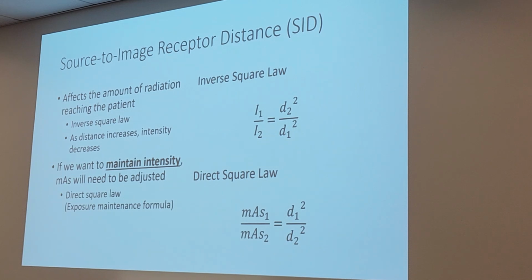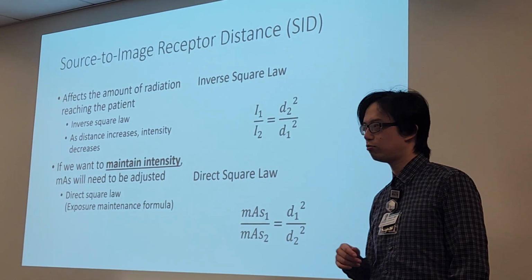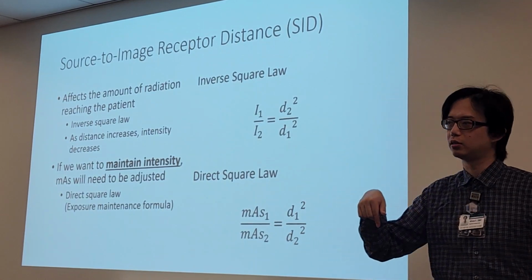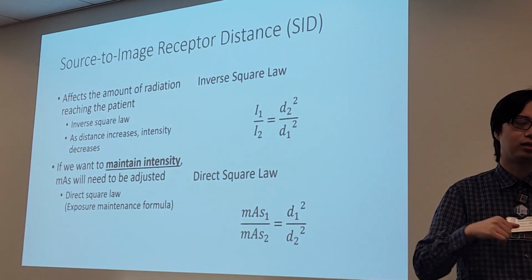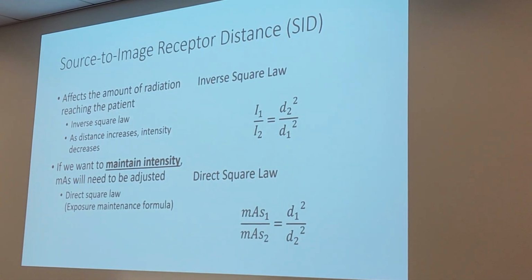So for something like the abdomen, what focal spot would you use? Big or small? Big. What about for a finger? Small. What about for the foot? Small. What about the chest? Big. Good.